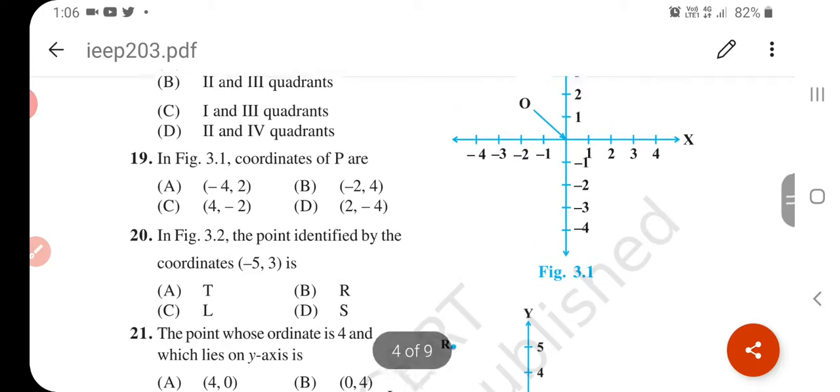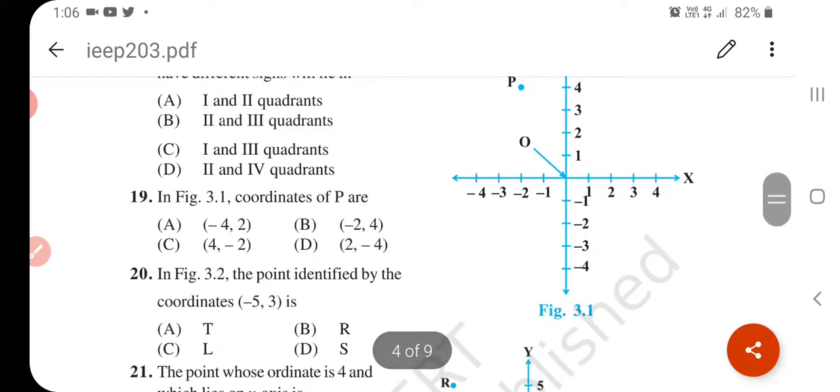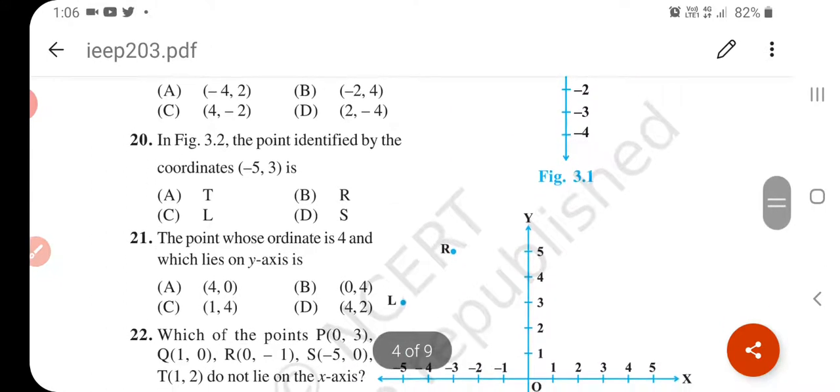What is the coordinate of P? See the P. Here you can easily see the x coordinate of P is -2, and the y coordinate is 4. So the coordinate is -2 and 4, so B is the right answer. Understand. Now question number 20.